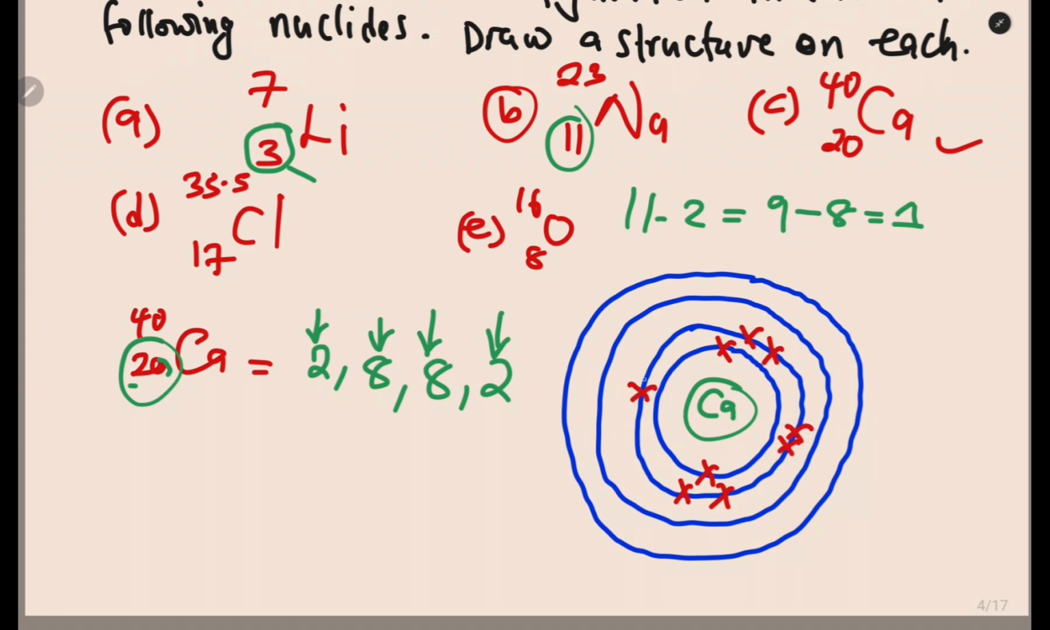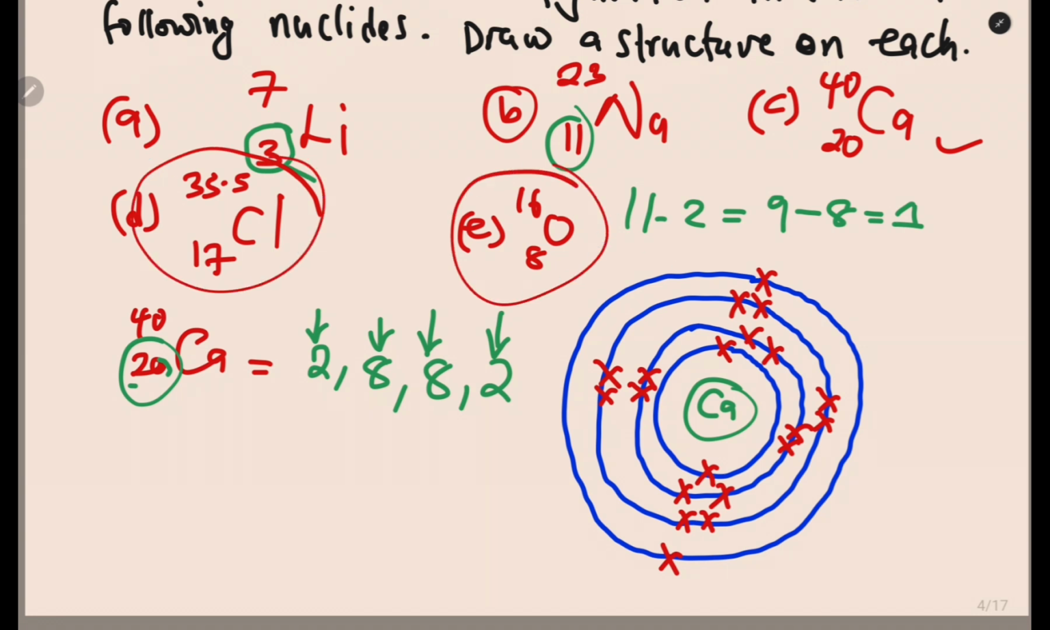Like that. You see why I said the space should be enough, so that you don't put them like this. In the third one as well, I'm going to put 8 electrons. Then outside I'm going to put 2. So this is the structure of calcium. Can you go for chlorine and also oxygen? Make sure that you draw the structure.